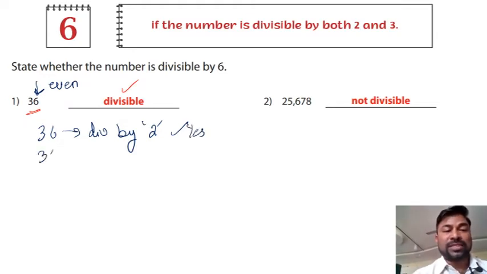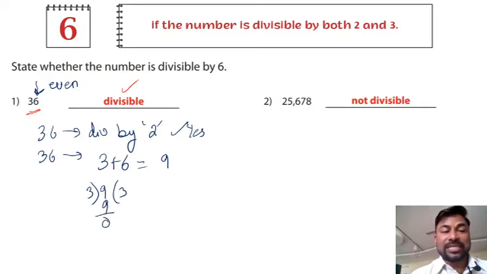Now for the same number, is it divisible by 3? What is the condition to say that a number is divisible by 3? If the sum of all the digits is divisible by 3, then we can say that number is divisible by 3. So let us sum the digits. What are the two digits we have? 3 plus 6. What's the total? It's 9. Is 9 divisible by 3? Yes, it is divisible. So it is divisible by 3 also.